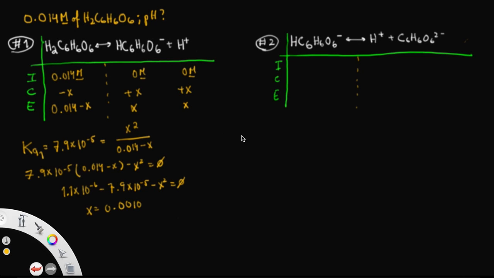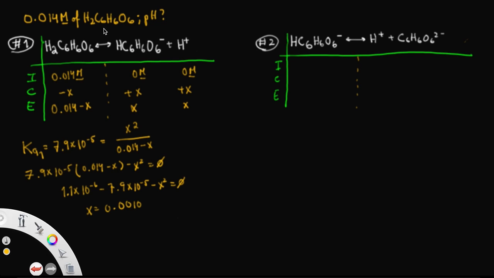Hey guys, so today we're going to be talking about how to approach a problem with polyprotic acids. So polyprotic acids are essentially when you have more than one hydrogen attached to a compound. So instead of HCl, which is monoprotic, it only has one hydrogen, you have something like this, ascorbic acid, which is H2C6H6O6. So you have more than one hydrogen that you have to dissociate.